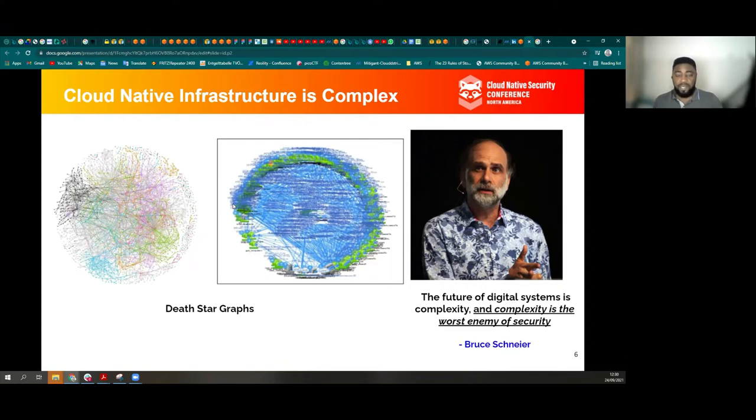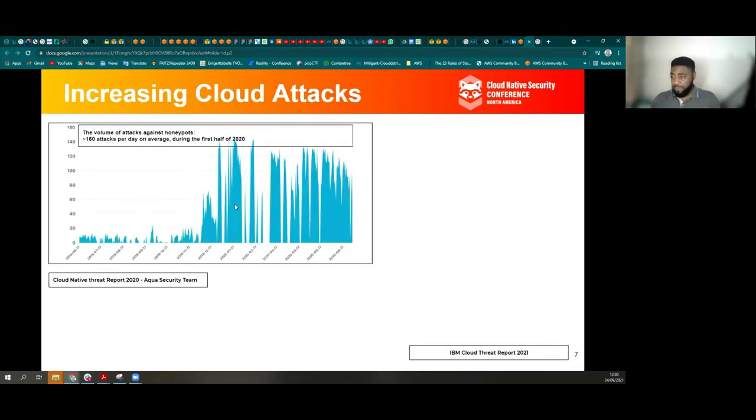Complex systems like cloud native infrastructure make the job of security professionals very difficult, because on the first hand, they have to understand how the systems work, and then they have to protect the systems, to harden them. And that is exactly the problem we are facing today in cybersecurity.